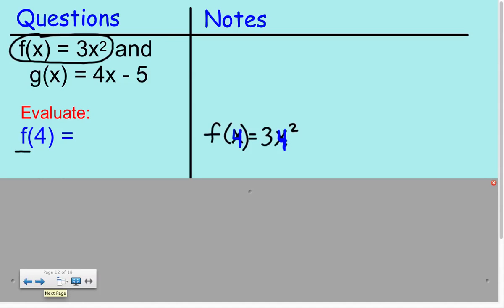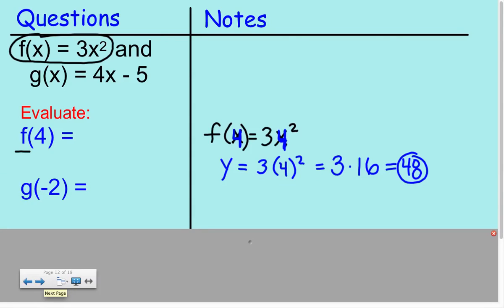One important thing to know about function notation is really that it's just a fancy way of saying y equals. So this is just like saying y equals 3 times 4 squared, which if we follow PEMDAS, we have to do our exponents first. So 4 squared is 16. 3 times 16 is 48. And there is our answer.